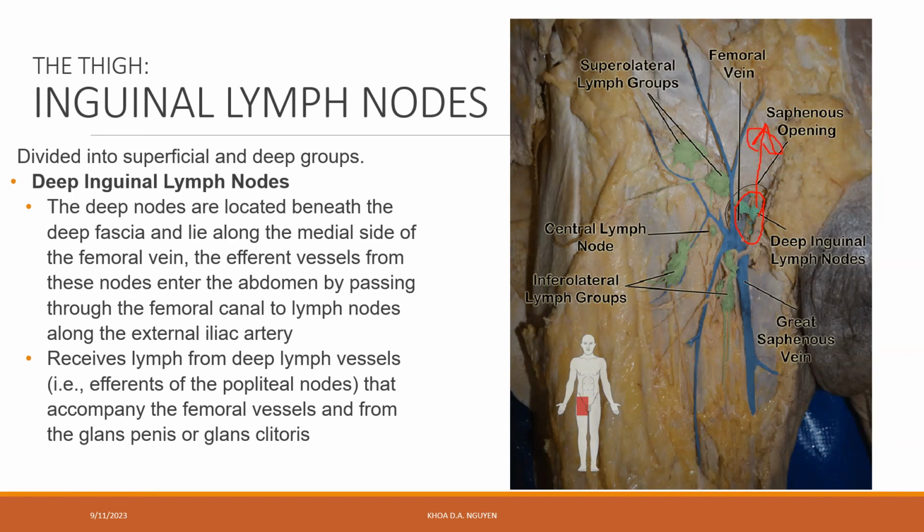Okay. Now, these deep inguinal nodes receive lymph from deep lymph vessels, the efferents, that accompany the femoral vessels and drain the glans penis or glans clitoris, which is all the way in here.